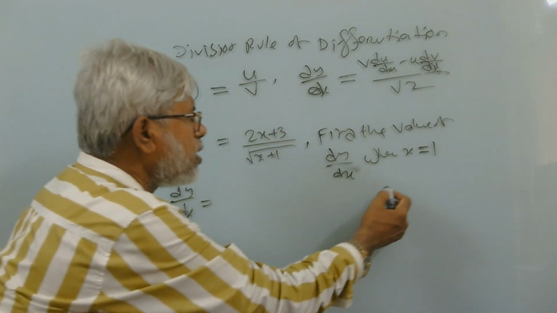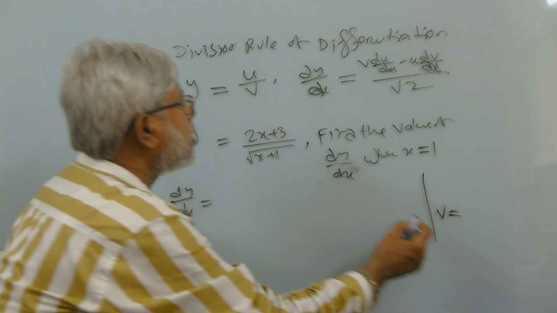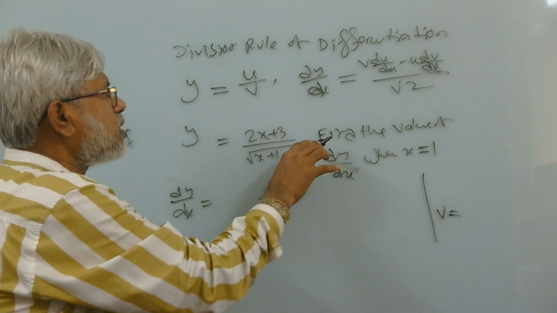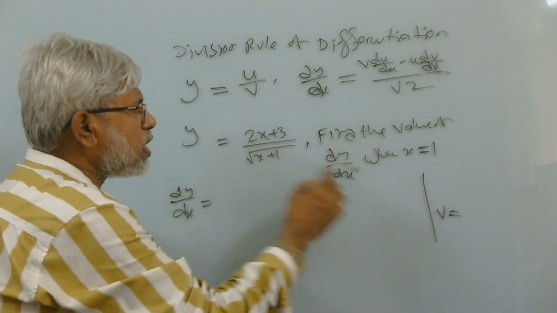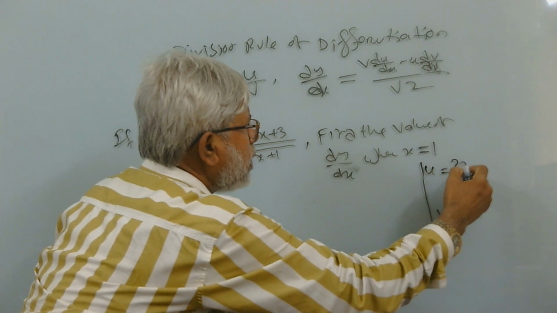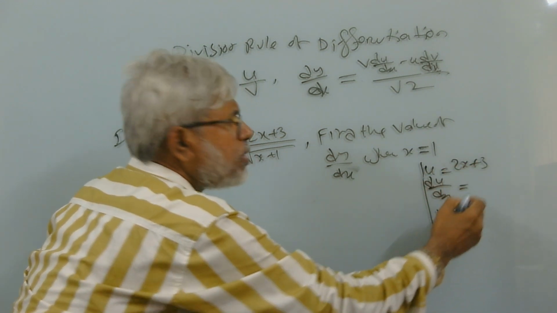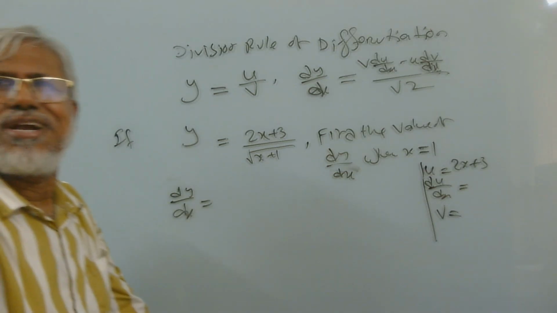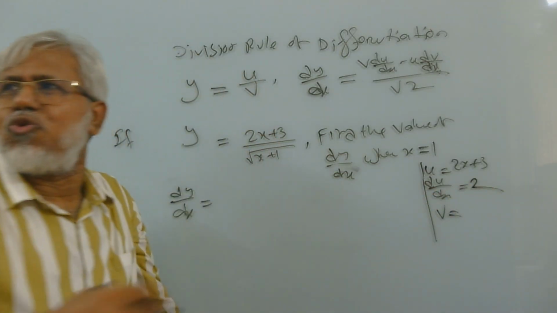So here v, du by dx, where is du by dx? U is the numerator, so here u equals twice x plus 3. So du by dx is how much? du by dx is only 2.